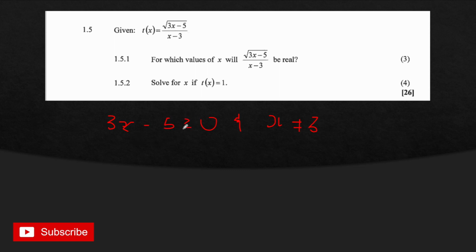So now I can solve for x here. It will be 3x is greater than or equal to 5. We divide both sides by 3. x will be greater than or equal to 5 over 3. And x must not be equal to 3.